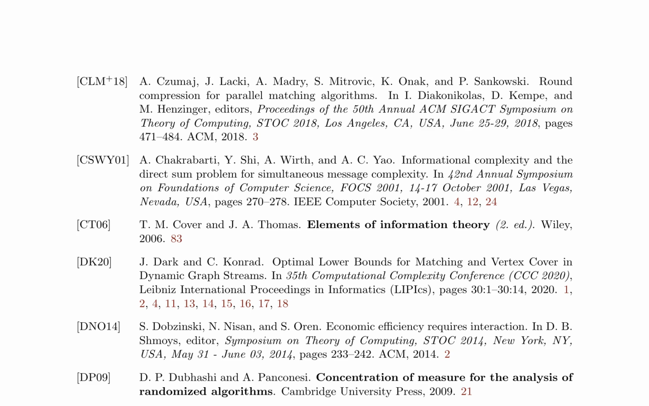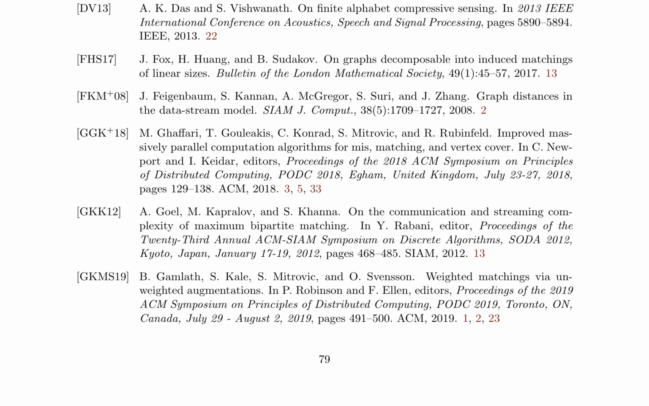A deeper understanding of information theory, as outlined in Cover and Thomas's book, CT06, is essential for grasping the context of these research papers. Specifically, the concept of information theory is vital for analyzing the informational complexity of algorithms. Dark and Konrad's work, DK20, on optimal lower bounds for matching and vertex cover in dynamic graph streams further expanded upon previous research in the area. Their findings demonstrated the importance of understanding the limitations of algorithms in dynamic graph streams.